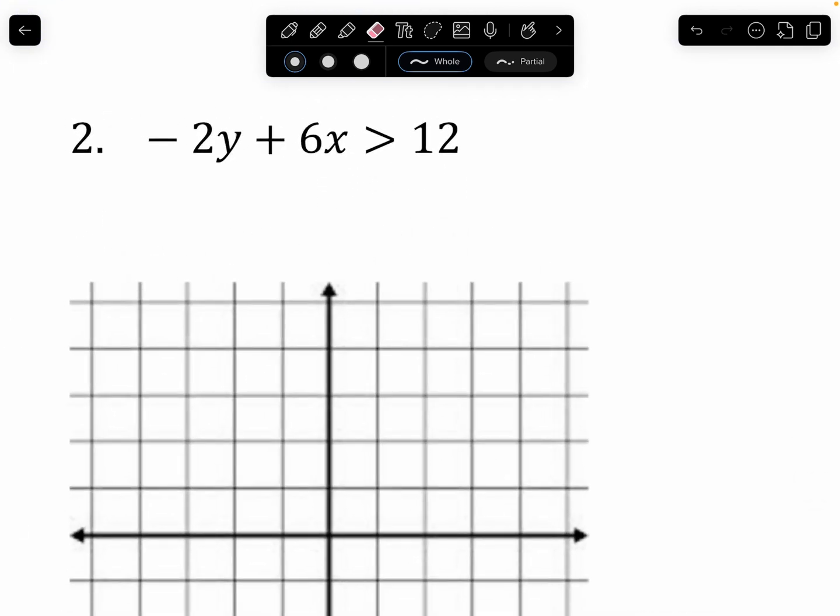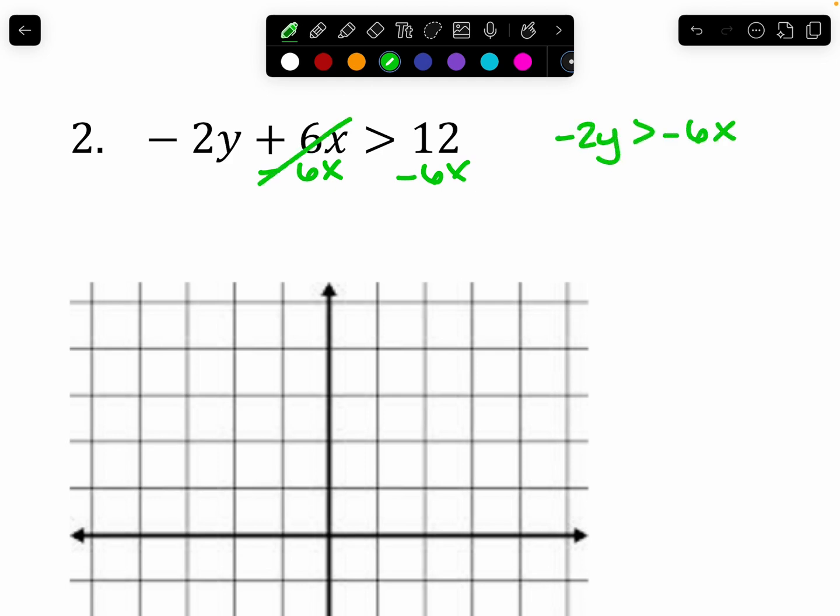When I go to number 2, this inequality is not in a form that I can graph, so I'm actually going to start by rearranging it. I'm going to move 6x over. So I now have -2y is greater than -6x plus 12. I'm going to divide everything by -2. And we get that y is, my inequality symbol has to flip because I just divided by a negative, 3x minus 6.